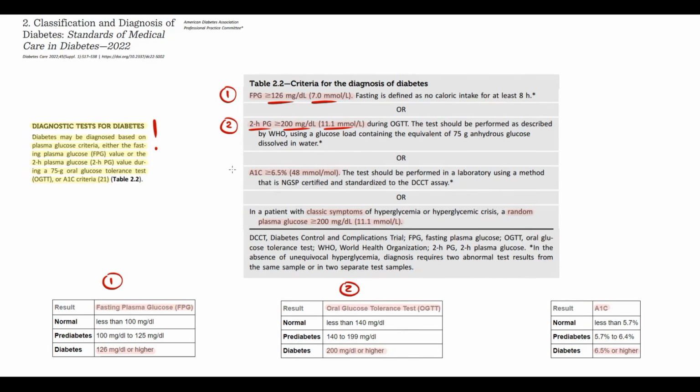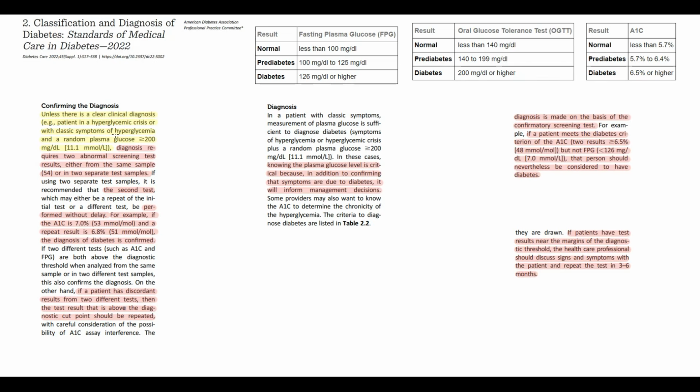And in case of diabetes, glucose level should be higher than 200 or 11.1 millimoles. And the third test is glycated hemoglobin. In case of diabetes, glycated hemoglobin should be higher than 6.5. But if person has classical symptoms of hyperglycemia and his blood glucose level is above 11.1 millimoles, it also will be enough to make a diagnosis of diabetes. So if person has classical symptoms and his blood glucose level is above 11.1, it's diabetes.